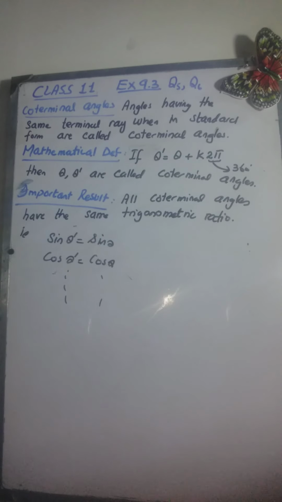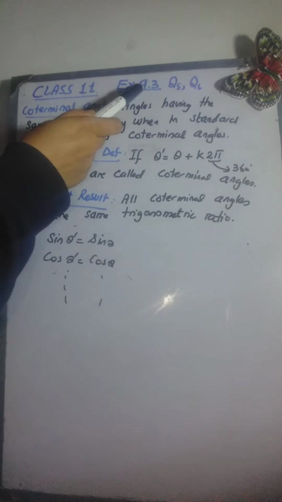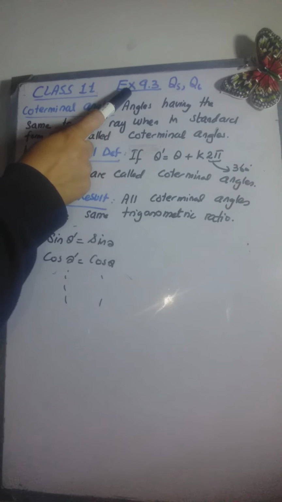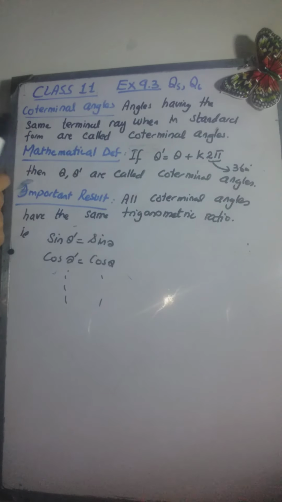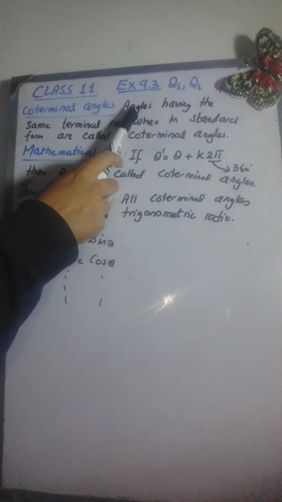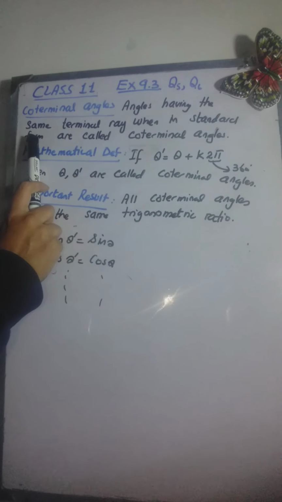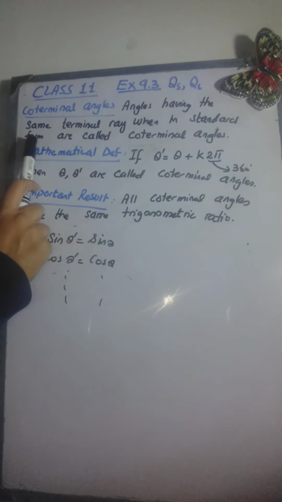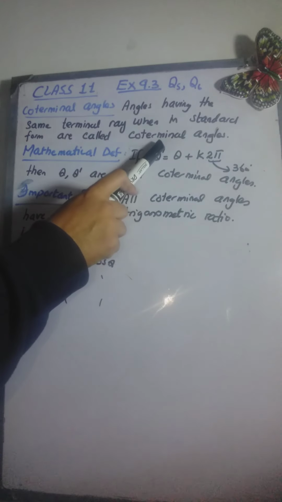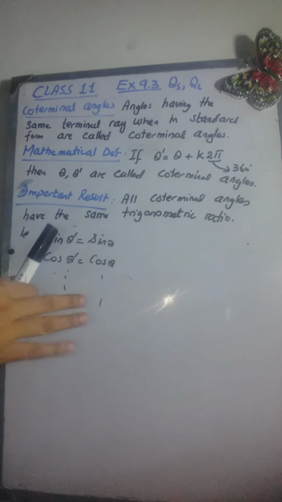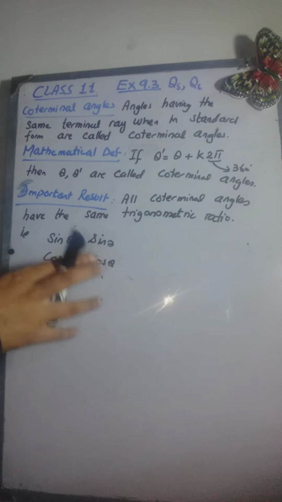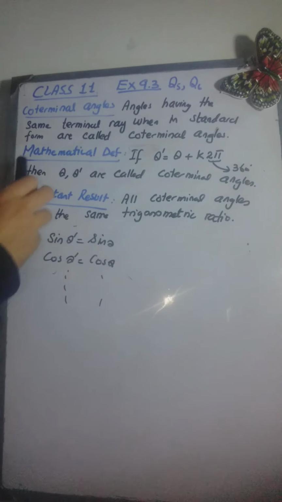Bismillahirrahmanirrahim. Today we are going to do question number 5 and 6 of exercise 9.3, which is related to coterminal angles and their importance. Let me revise the definition of coterminal angles. The angles having the same terminal ray when in standard position or in standard form are called coterminal angles. So all the angles which have the same terminal ray are called coterminal angles.